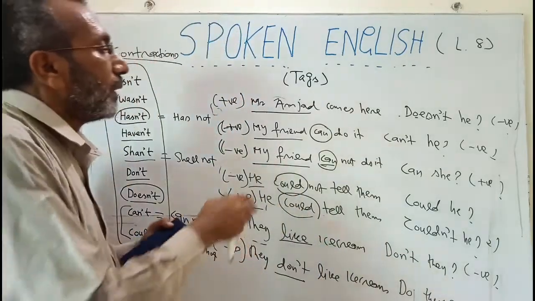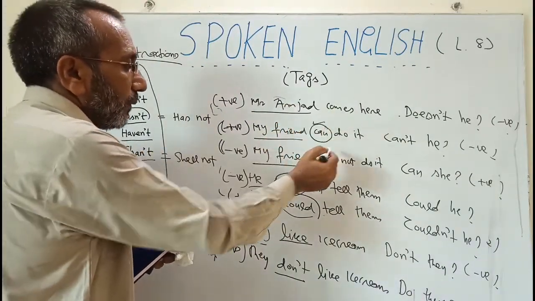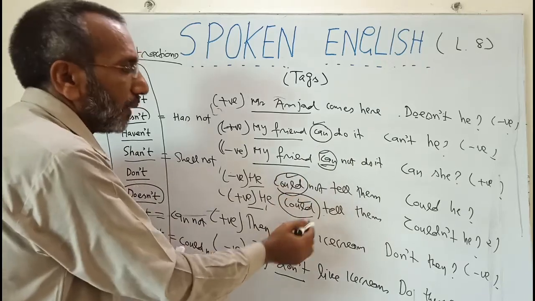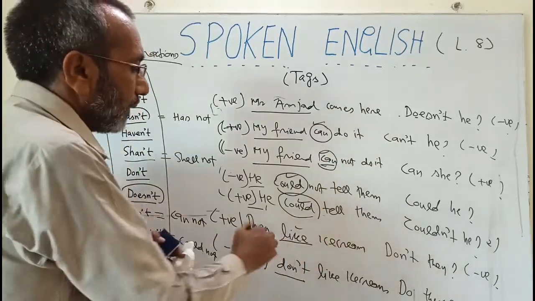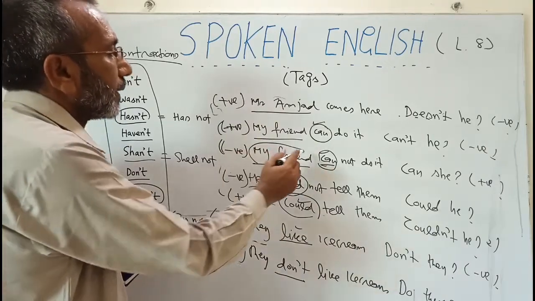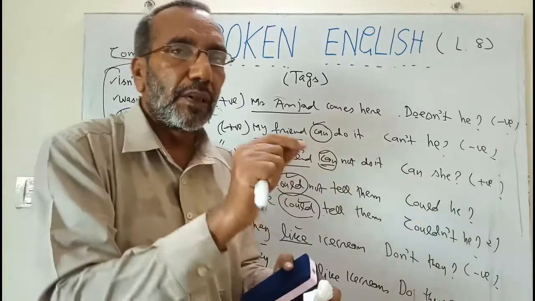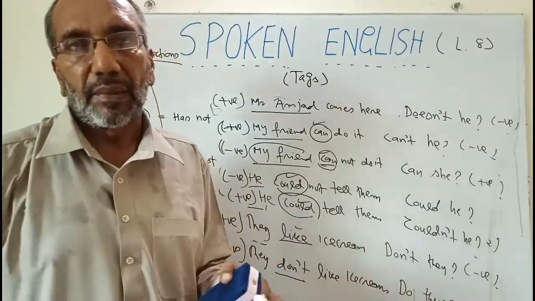And then you have to keep in mind that these are auxiliary verbs. We start with these, and then we add the subject. But the subject is never written like this; it is always in pronoun form. Instead of Mr. Amjad or my friend, we use he, she, they, or something like that.